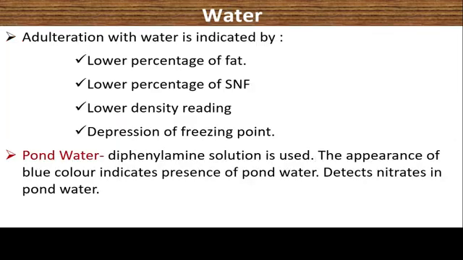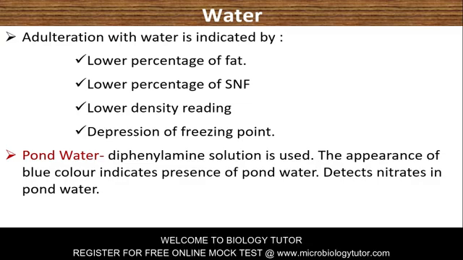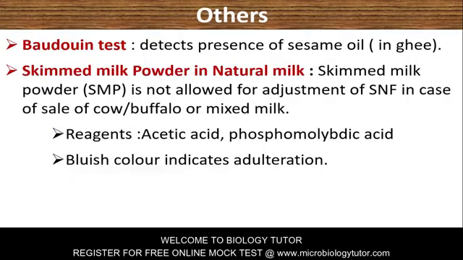Water. Adulteration with water is indicated by lower percentage of fat, lower percentage of SNF, lower density reading, depression of freezing point. Pond water. How to detect the presence of pond water? Here, diphenylamine solution is used. The presence of blue color with diphenylamine indicates the presence of pond water. It detects nitrates in pond water.